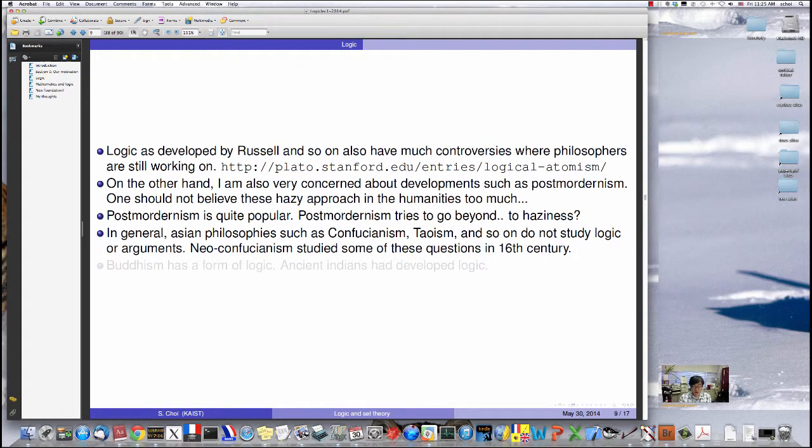In general, Asian philosophies such as Confucianism, Taoism, and so on do not study logic or arguments, and Neo-Confucianism studied some of these questions in the 16th century. Also, Buddhism has a form of logic, and ancient Indians also developed some logic, and they are pretty close to the Western one, but this is not what we are following.